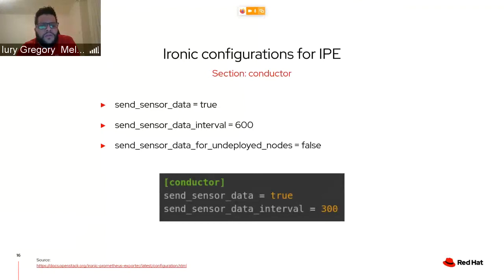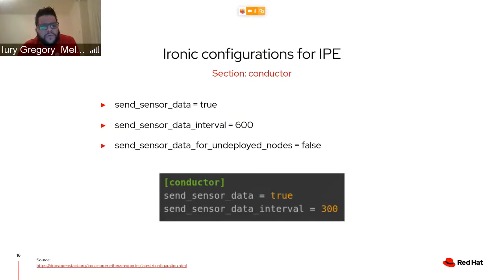And you need to have the send sensor data interval. By default, it's 600 seconds. So 10 minutes, you need to be waiting to get more metrics from each node. Be aware that if you use a very low value, you may cause problems for the BMC, because Ironic will be doing requests very often, so this is not good.